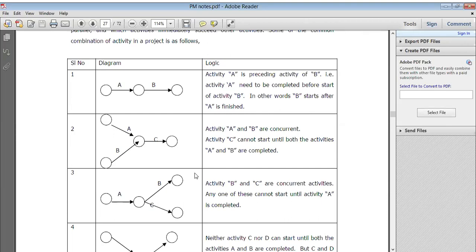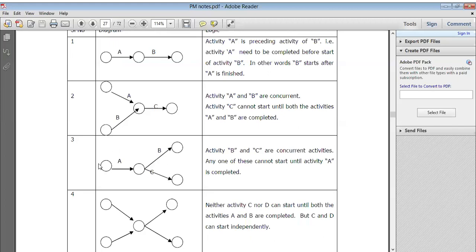Now activities B and C are concurrent activities, right? Neither of these can start until activity A is completed. So the main activity starts with A, right? If A is started, then B is finished, then C is started, right? So interrelated activities are performed relative to each other. Here we have seen the diagram: A is completed, then B is started, then after completion of B, C is started. Also in the third diagram, A is started, then B is started, after completion of B, C is started, right?